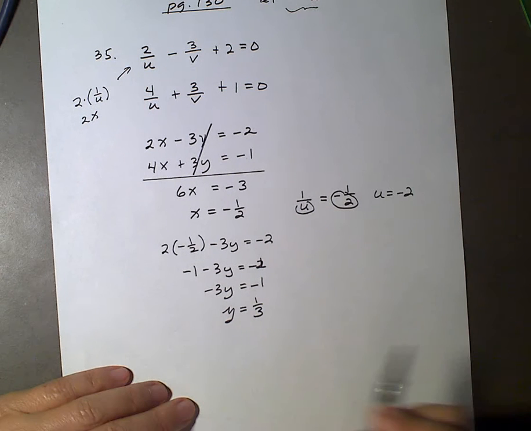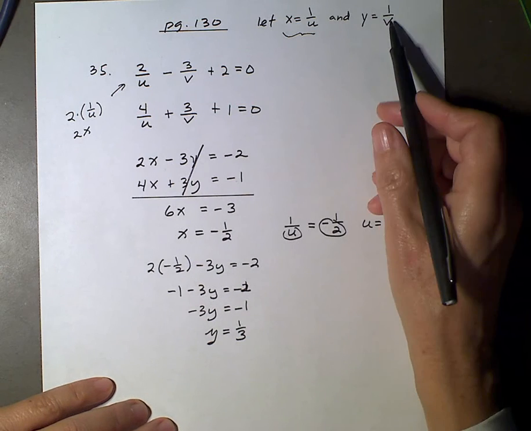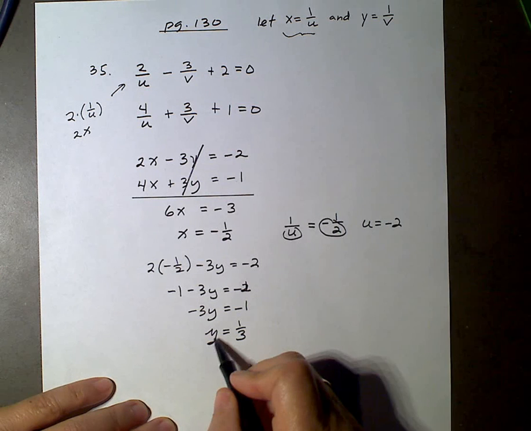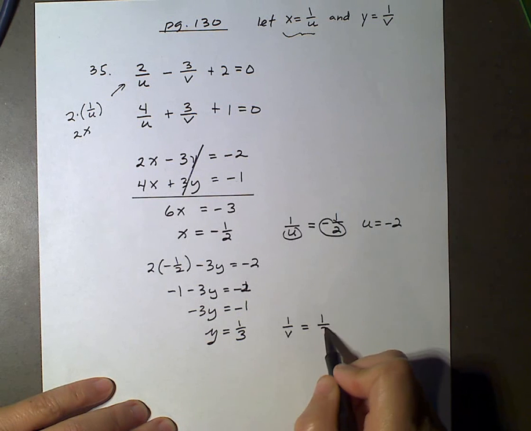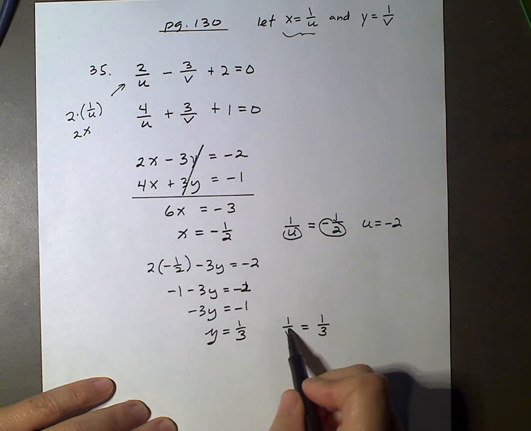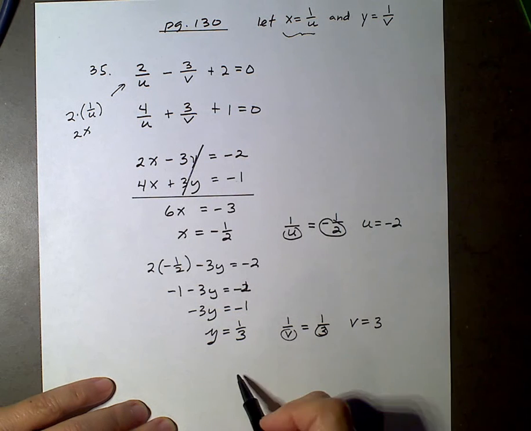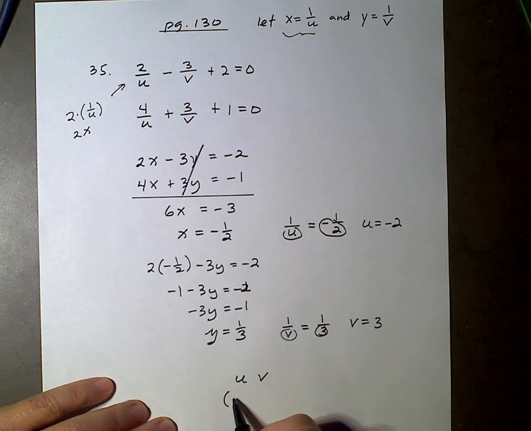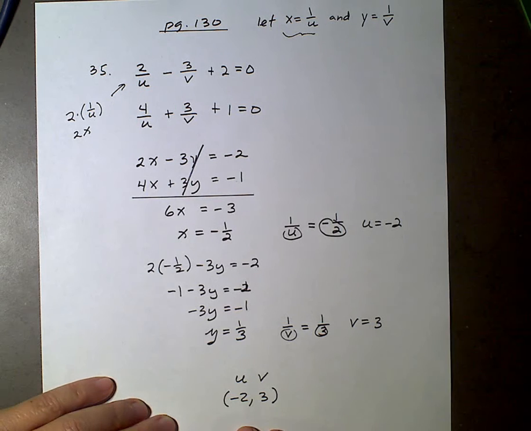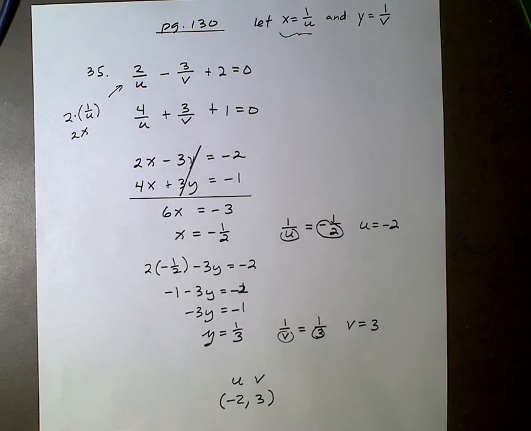And then here, for y, you see how y is temporarily representing 1 over v. So I'll replace this y with a 1 over v. 1 over v equals 1 over 3. Then, of course, v must equal 3. So the solution in alphabetical order, u, v, is the ordered pair negative 2, positive 3. And when you plug those in for u and v into the original equations, it makes them both true. And that's that.